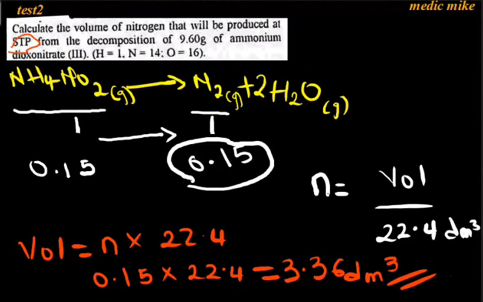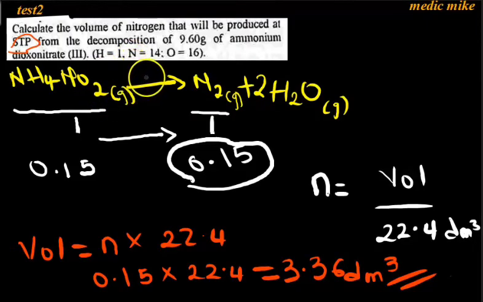Then we have to put that same value under this 1 mole and compare with the other 1 mole of nitrogen, since we were asked to look for the volume of nitrogen and not ammonium dinitrate. Since we're comparing 1 mole to 1 mole, we will still have the same value of mole for nitrogen gas. Hence we found the mole of nitrogen gas.